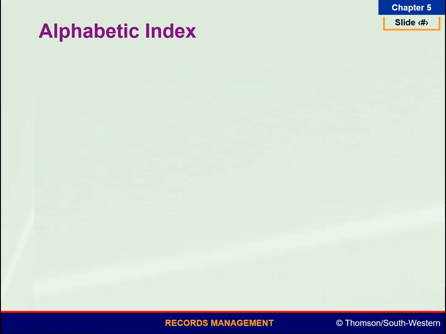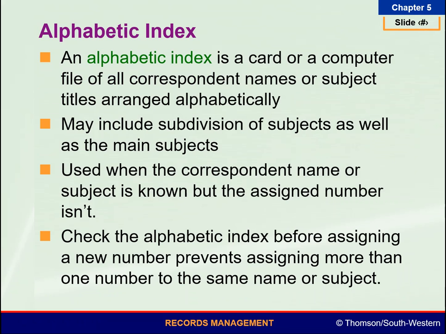So the next component in consecutive numbering is the alphabetic index. The alphabetic index is a card or a computer file of all corresponding names or subject titles arranged alphabetically. It may include subdivisions of subjects as well as the main subject. It can be used when the corresponding name or subject is known but the assigned number is not. So you can check the alphabetic index before assigning a new number, which prevents assigning more than one number to the same name or subject.